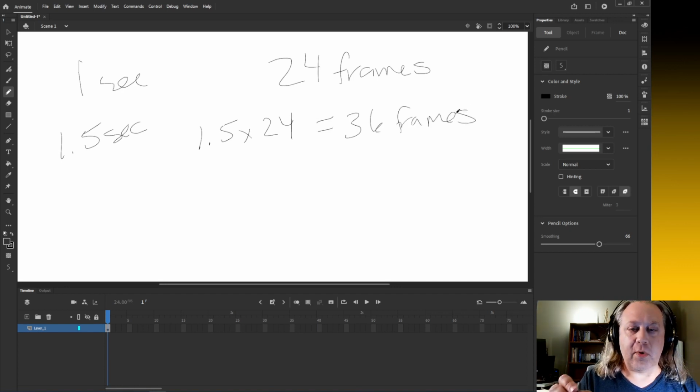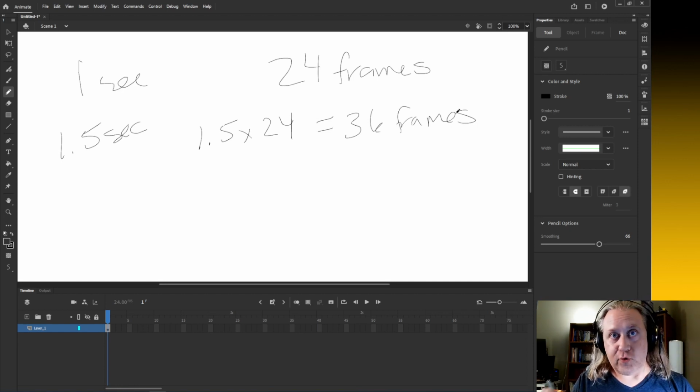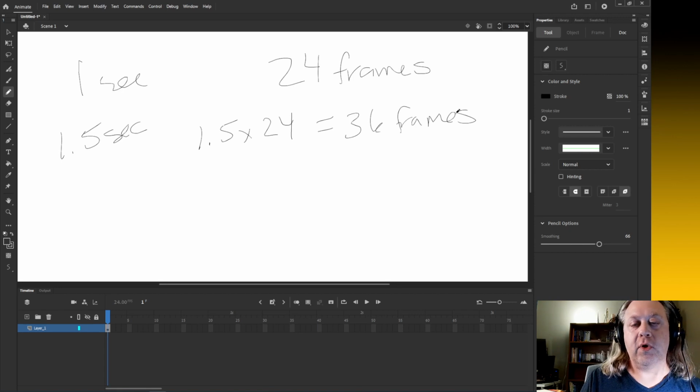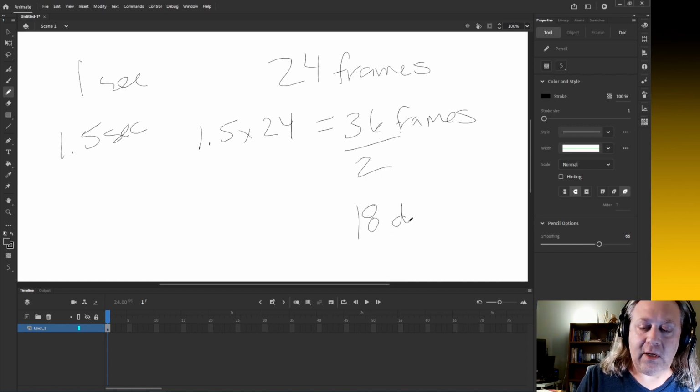Then we're going to take the number of frames that we need and divide that by 2 to get the number of drawings, since we animate on 2. So for instance, if I have 36 frames and that's how long I know the animation is going to take, I'm going to divide that by 2 and I'm going to get 18 drawings.